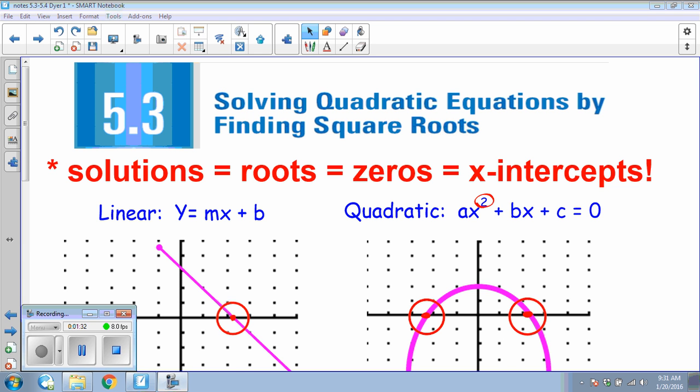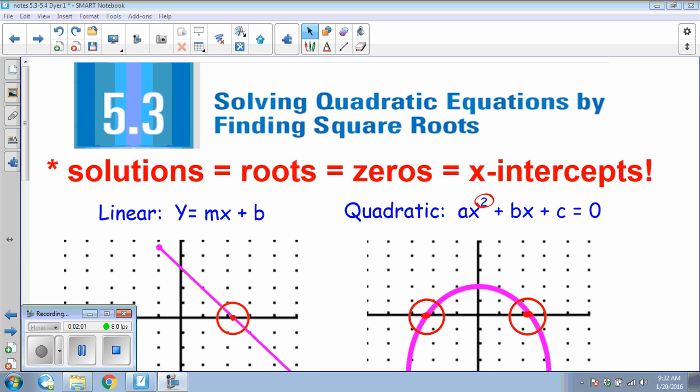The highest power in a linear equation is 1. So you don't have any x squareds or to the third power, to the fourth power. And that forms a line. How many places can a line cross the x-axis? Just a straight line, it can only cross it one time. That line never bends. It can't come back. Unless it lays directly on top of the x-axis. In that case, it crosses it at every single point.